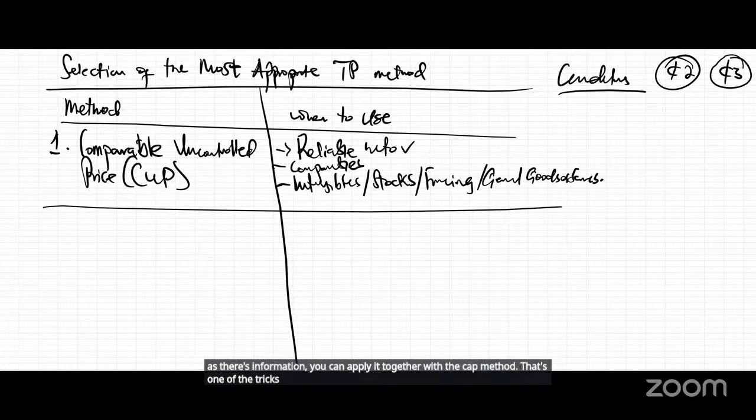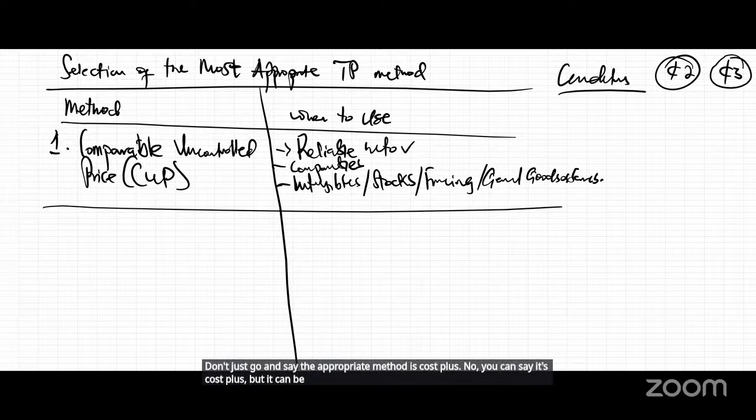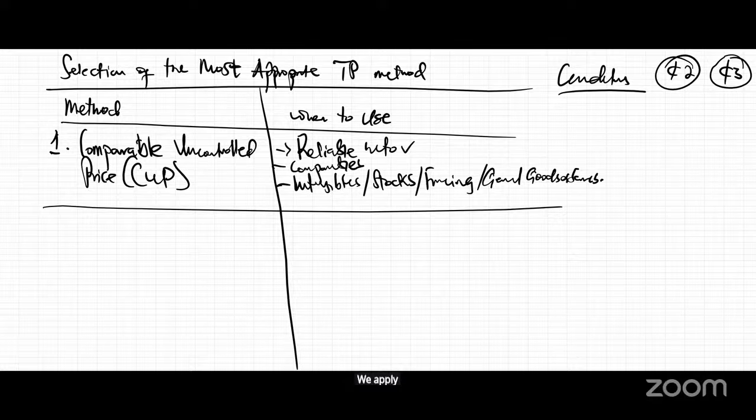Don't just go and say the appropriate method is cost plus. You can say it's cost plus, but it can be examined together with the CUP method. We never ever apply only one transfer pricing method. It doesn't work like that. We apply one or two or three, but the most likely one is the one that will shine.